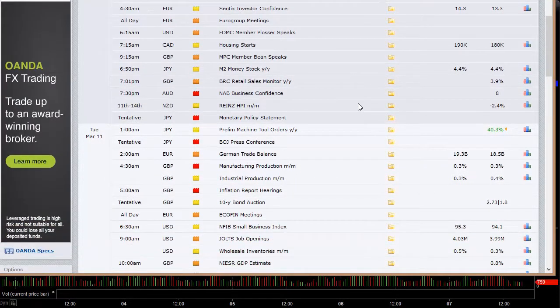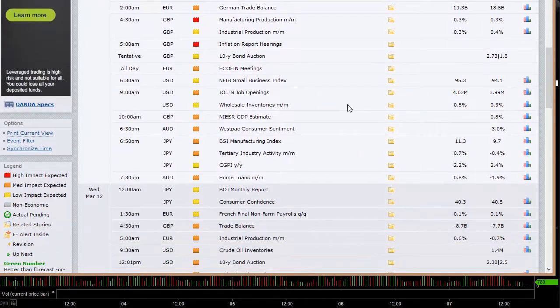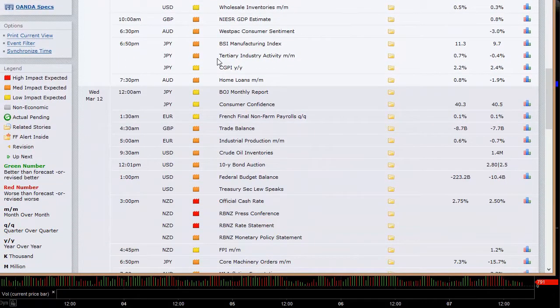We've got M2 money supply out of Japan, business confidence out of Australia, monetary policy statement from the Bank of Japan, and their press conference going into Tuesday. German trade balance, UK's got their manufacturing production and industrial production data, along with the 10-year bond auction. We've got job openings in the U.S., small business index, wholesale inventories, GDP estimate out of the UK at 10 a.m. Eastern time. That's late in the session for UK.